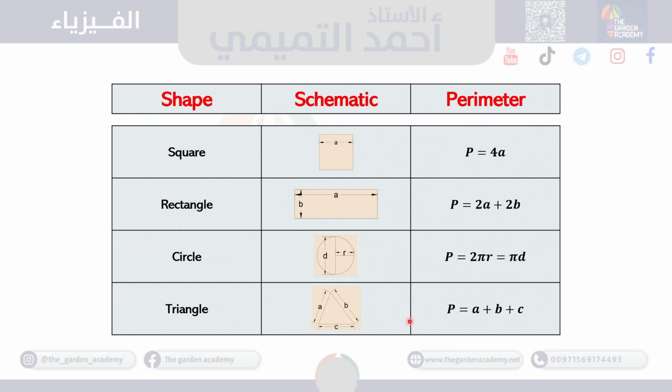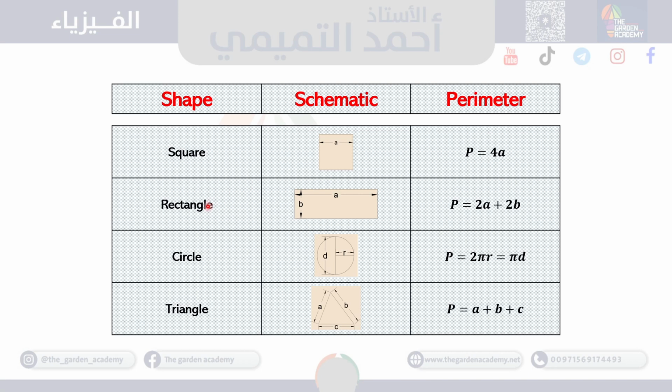Okay. What about the perimeter of those shapes? First, the perimeter of a square is equal to 4 times A, which is A plus A plus A plus A, because we know we have a square and the square has four equivalent sides, each of length A. So if we want to find the perimeter, just add A plus A plus A plus A, which is equal to 4A.